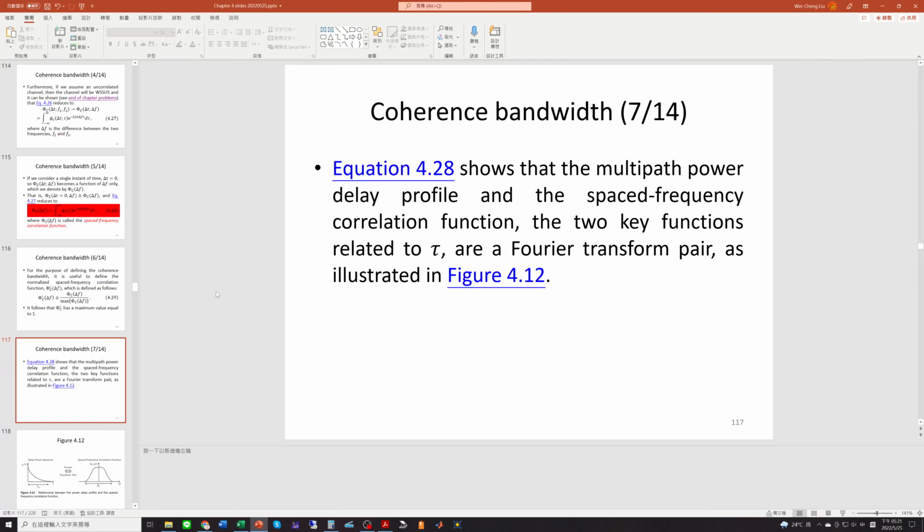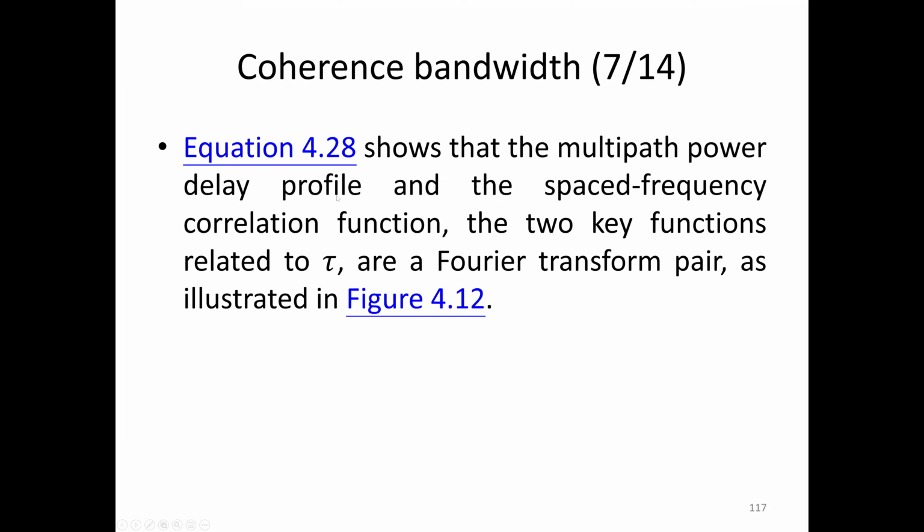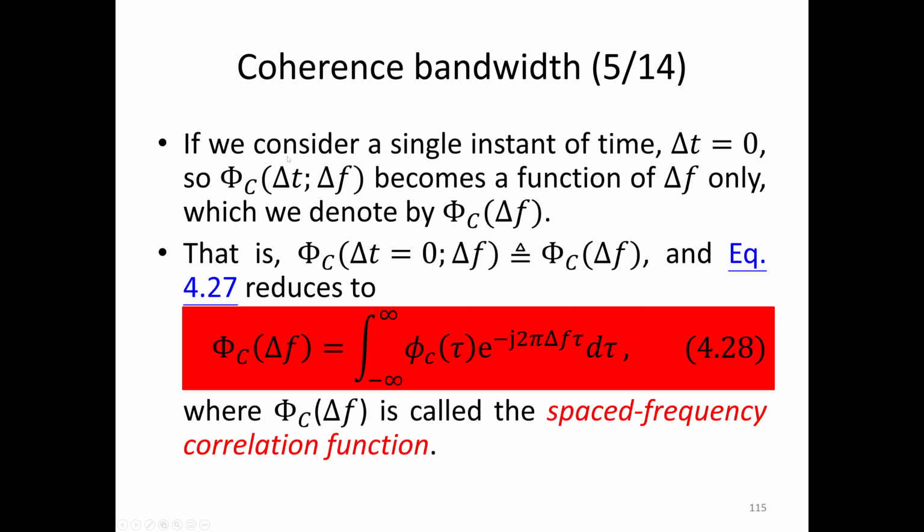Okay, let us continue the third part of today's class. Okay, we can see equation 4.28. Capital phi c of delta f is equal to the Fourier transform of small c of tau.